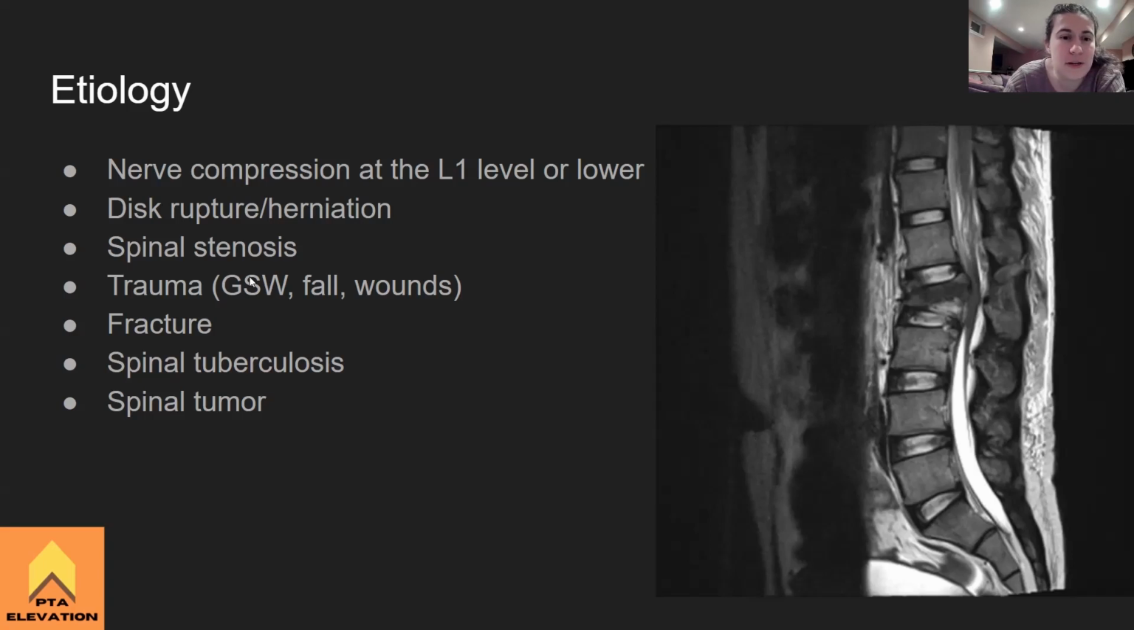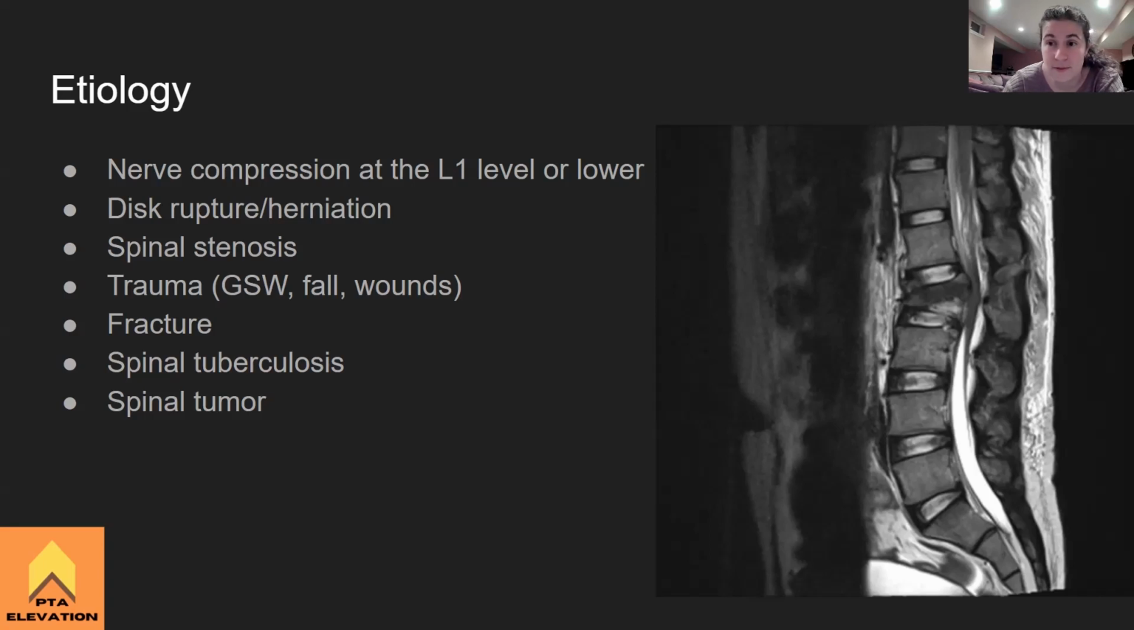So essentially what it is, any sort of nerve compression at the L1 level or lower. So remember, we can compress nerves in many ways. The most common one we're seeing is a disc herniation. Then we have spinal stenosis, definitely number two. Any sort of trauma, which can include gunshot wound, fall, wounds in general, fractures and stuff like that. Anything that's going to crush and squish the spinal cord in any sort of way is going to end up causing Cauda Equina, especially if it's at the L1 level or lower. Remember, at different levels of the spinal cord, we're seeing different problems.